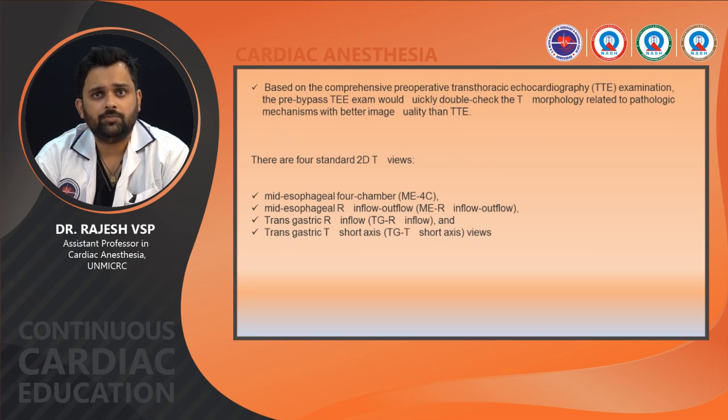Based on the comprehensive preoperative TTE, transthoracic examination, the pre-bypass TEE exam would quickly double-check the TV morphology related to pathological mechanisms, with better image quality than TTE. There are 4 standard TV views: the mid-esophageal 4-chamber view, the mid-esophageal RV inflow-outflow view, the transgastric RV inflow view, and the transgastric tricuspid valve short axis view.